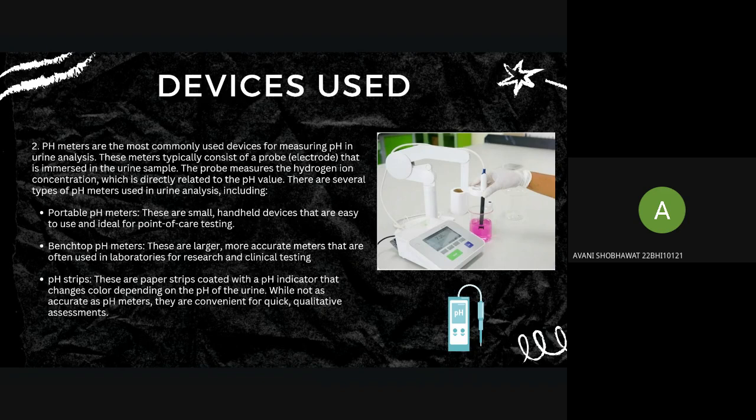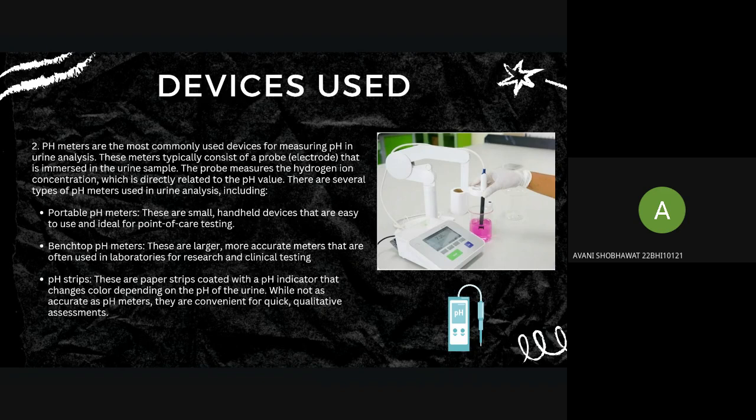There are several types of pH meters used in urine analysis, including portable pH meters. These are small handheld devices that are easy to use and ideal for point of care testing. Second is benchtop pH meters. These are larger and more accurate and often used in laboratories and clinical testing.